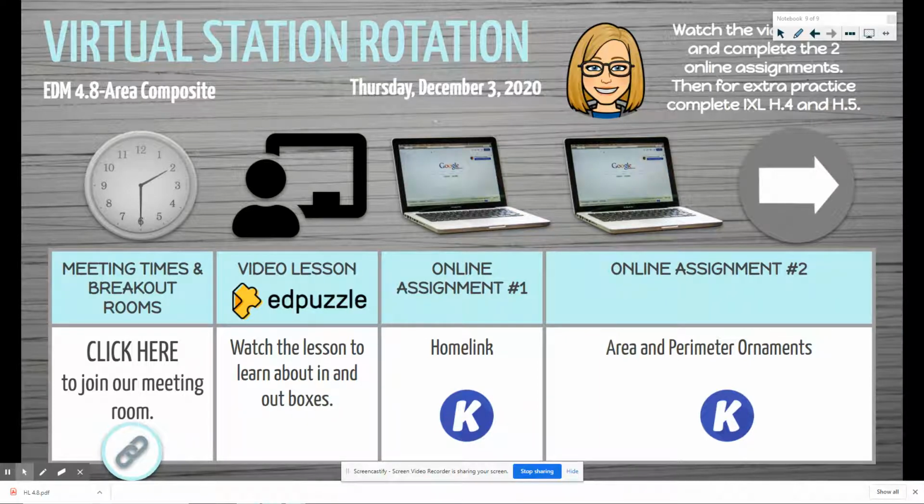So today for your lesson, you will do your EdPuzzle, you will have a home link, and then I have an activity where you're going to be finding the area and perimeter of ornaments.